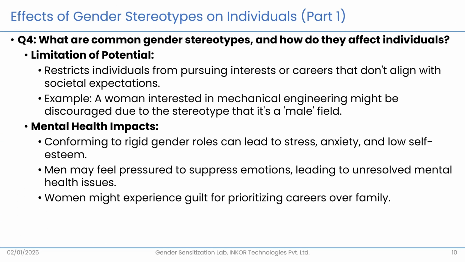Gender stereotypes have real consequences on individuals and society. One major issue is the limitation of potential. When people are discouraged from pursuing careers or interests that don't align with societal expectations, they may miss out on opportunities. For example, a woman interested in mechanical engineering might be discouraged because it is considered a male profession. These restrictions limit diversity in many fields and hinder progress.